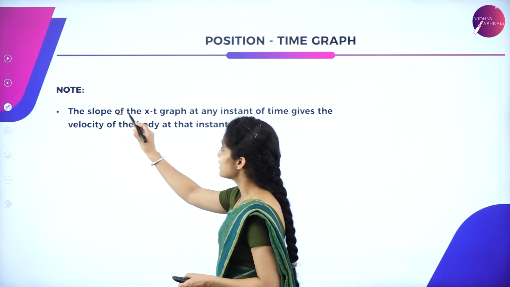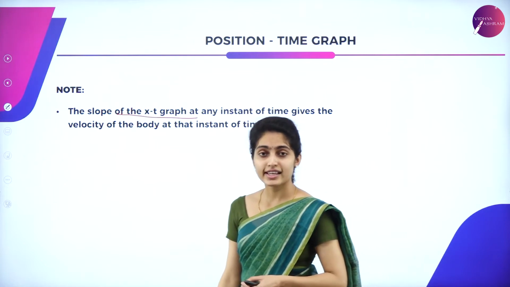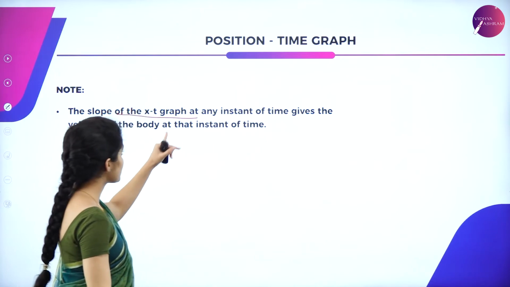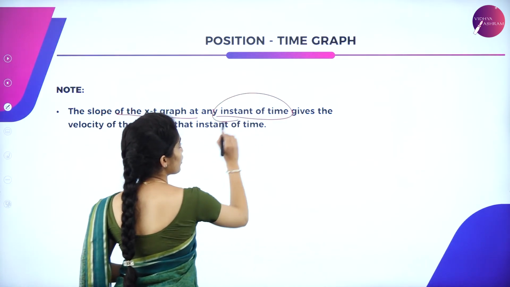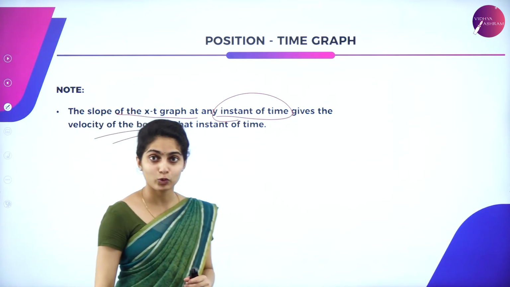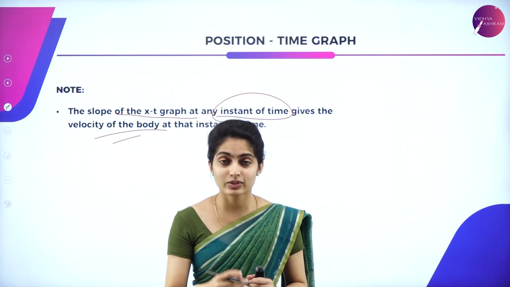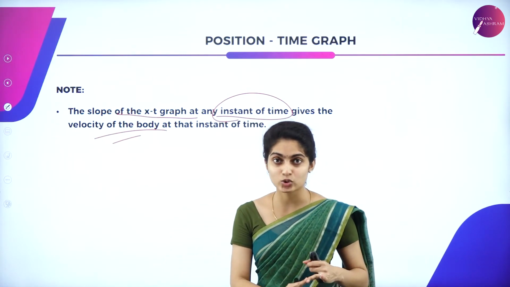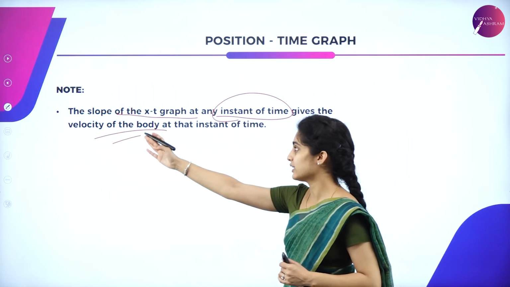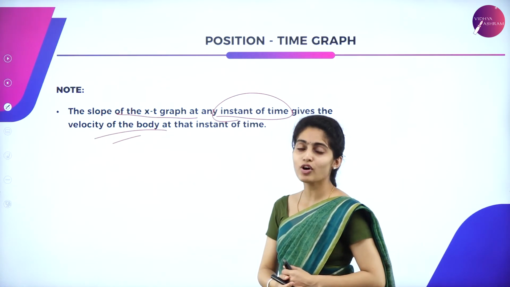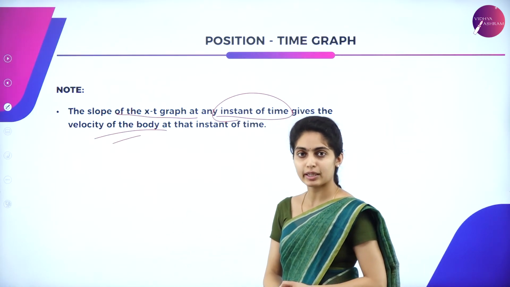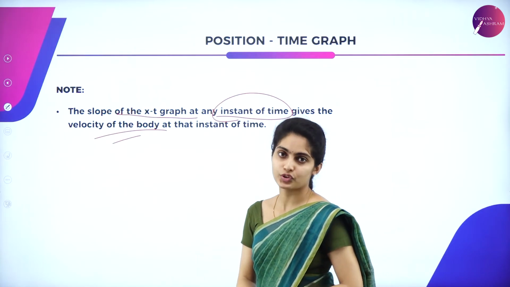That is a note on the position time graph. So what is that? The slope of the x-t graph, that is, x means position, t means time. The slope of the position time graph at any instant of time can give you the velocity of the body at that instant of time. I've told you the slope of x-t. So it is the change in position with respect to time. It gives you the velocity. That is what is mentioned here. So that is all about your position time graph, which represents the velocity of the body.